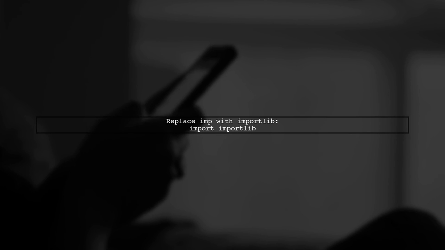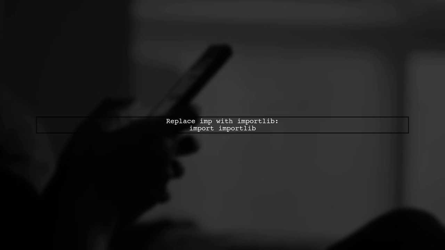If you find any instances of Imp, replace them with Importlib. For example, if you see import Imp, change it to import Importlib.